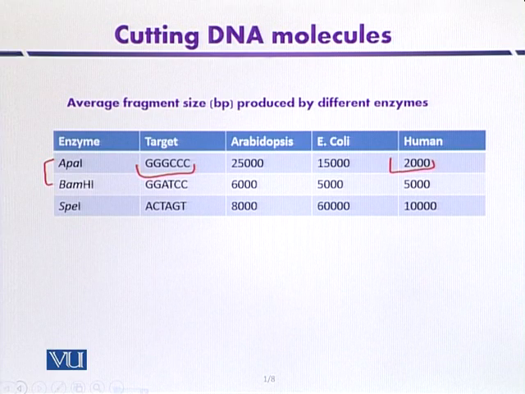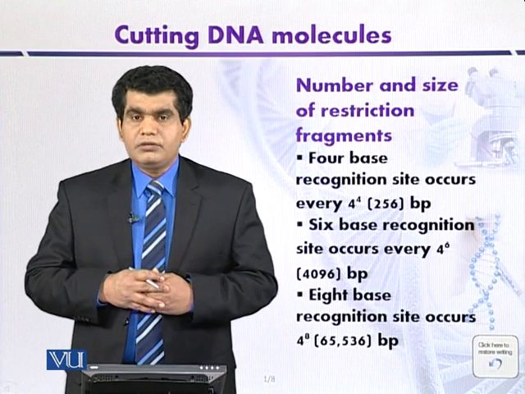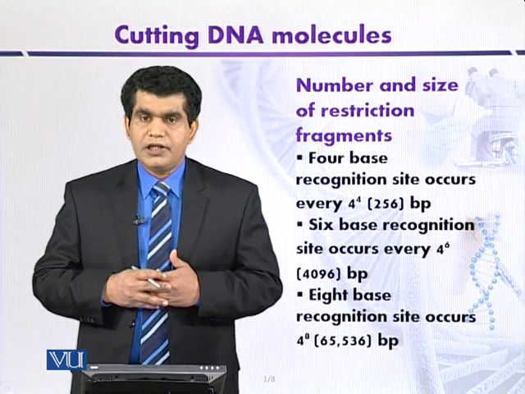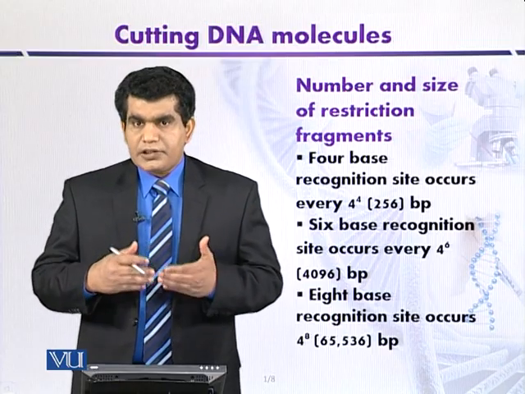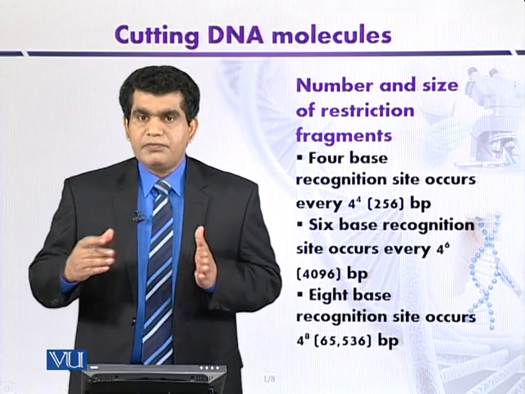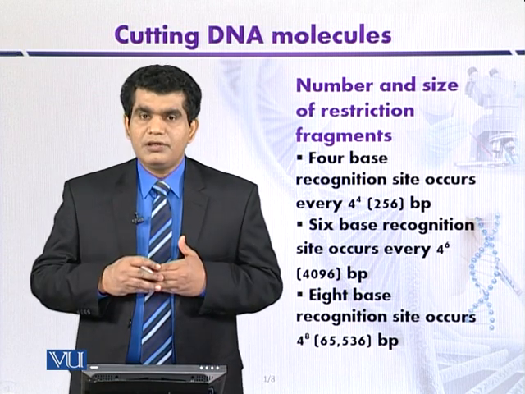And in case of another enzyme like BamHI, it can also recognize a 6 base pair target sequence, but in case of Arabidopsis, it can be repeated after every 6,000 base pairs. In case of E. coli, 5,000 base pairs, and in case of human, 5,000 base pairs, and so on for other microorganisms. From this discussion, now we have the idea that the fragment length that is generated by different restriction enzymes may be different.